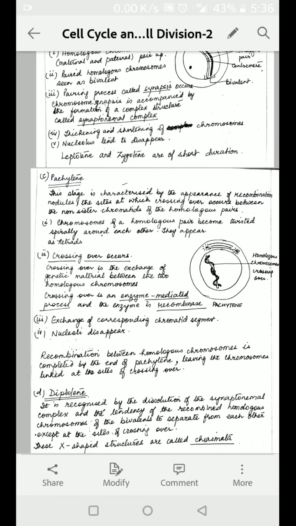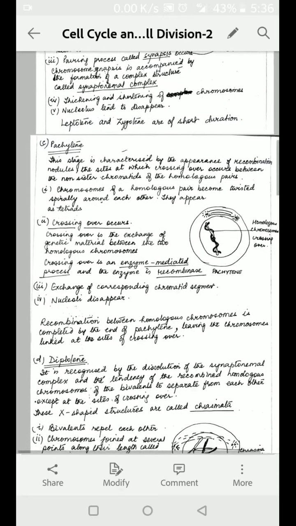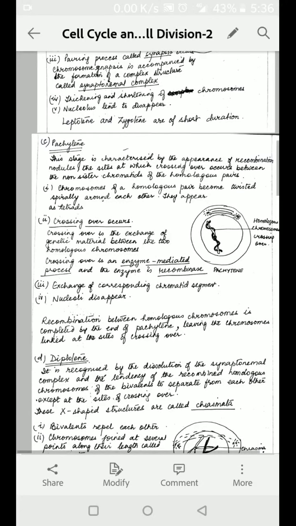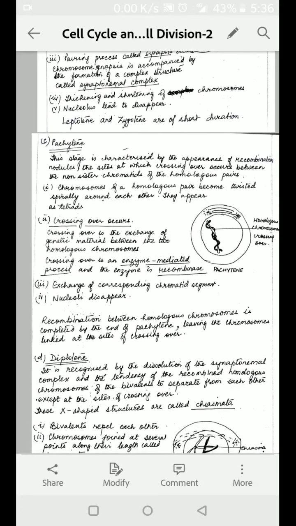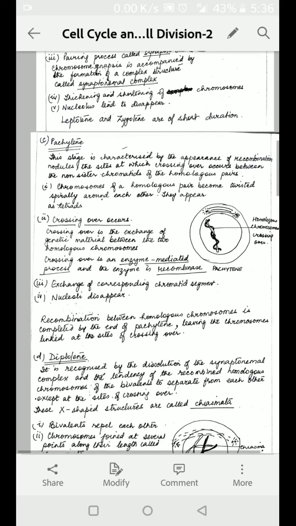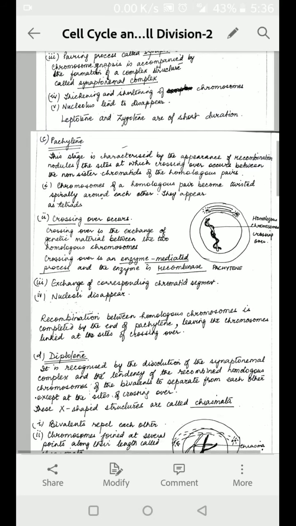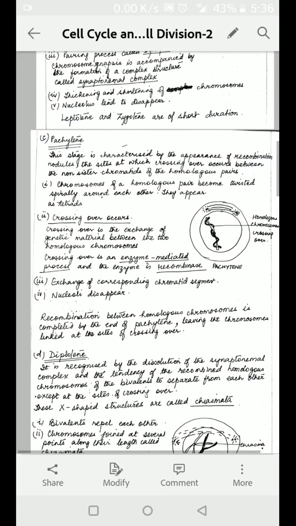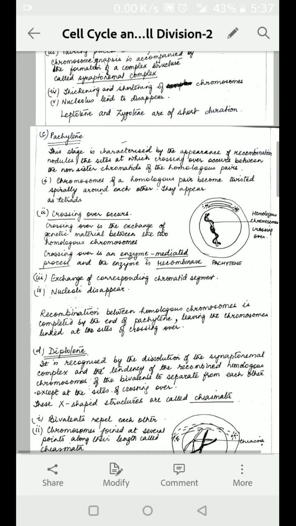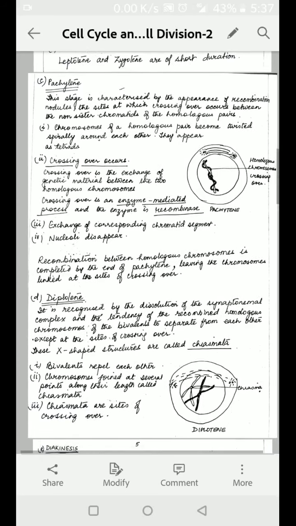Then exchange of corresponding chromatid segments takes place and the nucleoli disappear. Recombination between the homologous chromosomes is completed by the end of this stage, that is, by the end of Pachytene, leaving the chromosomes linked at sites of crossing over. Pachytene is followed by Diplotene.